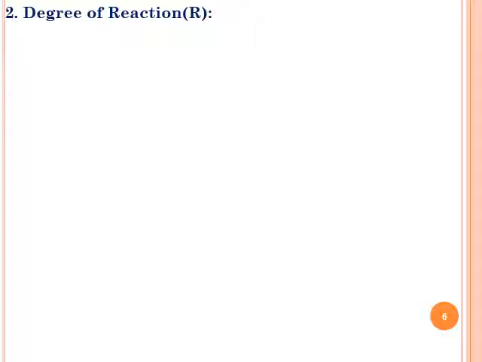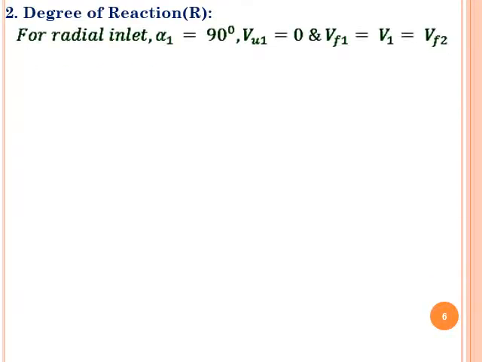Coming to the second derivation, that is the degree of reaction R, for radial inlet, that is alpha 1 equal to 90 degrees. Because alpha 1 is equal to 90 degrees, Vu1 is equal to 0 and the flow velocity at inlet, Vf1, is equal to V1, that is equal to Vf2. That means the flow velocity at inlet is equal to the flow velocity at exit. For that reason Vf1 is equal to Vf2.